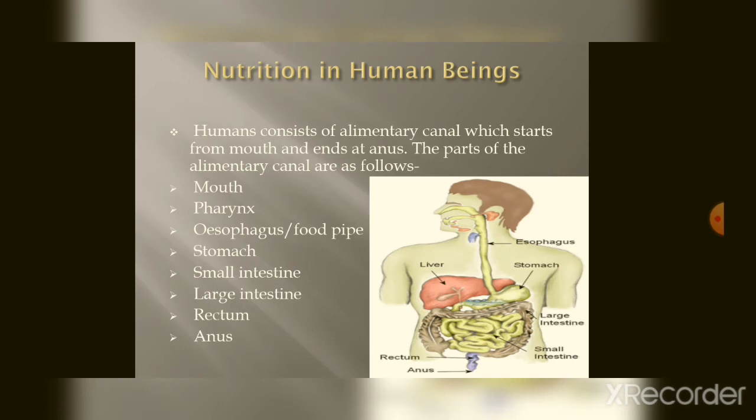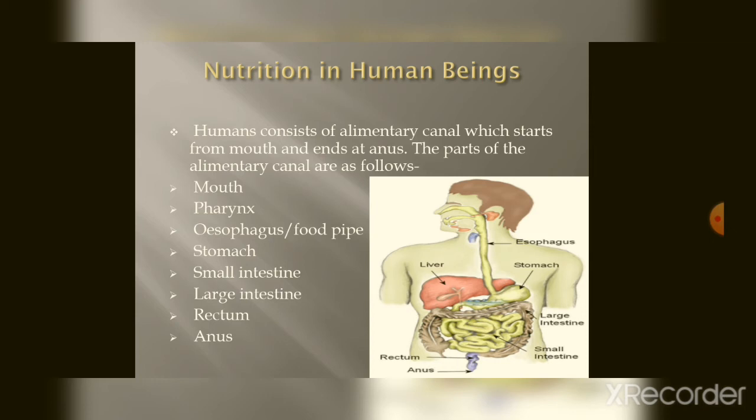Next one is nutrition in human beings. This is an important 3-mark question. The process of nutrition in amoeba is an important 3-mark question, and with the diagram for nutrition in human beings, it is a 5-mark question actually. With diagram it is a 5-mark question.